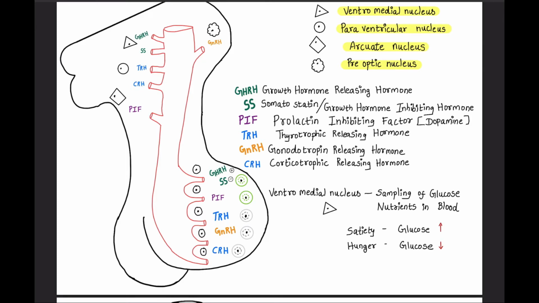So growth hormone releasing hormone and somatostatin, that is growth hormone inhibiting hormone, go to one type of cells, and the thyrotropic releasing hormone and corticotropic releasing hormone go to their respective cells, and prolactin inhibiting factor also goes to its respective cell in the anterior pituitary gland.